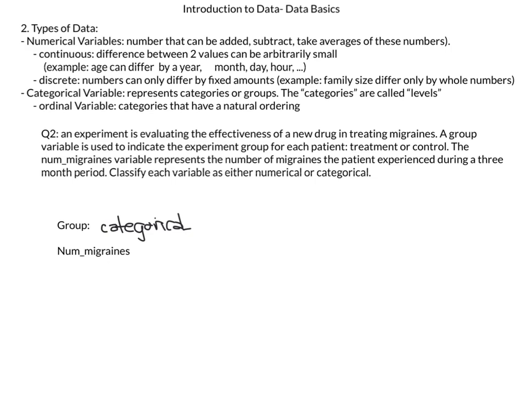The number of migraines, that's definitely a number. Unless people can get half a migraine, but I don't think they can. I think either you have one or you don't. So we're going to say it's discrete. So again, either you have a migraine at a particular time or you don't, but you can count the number of migraines you've had, so it is numerical.